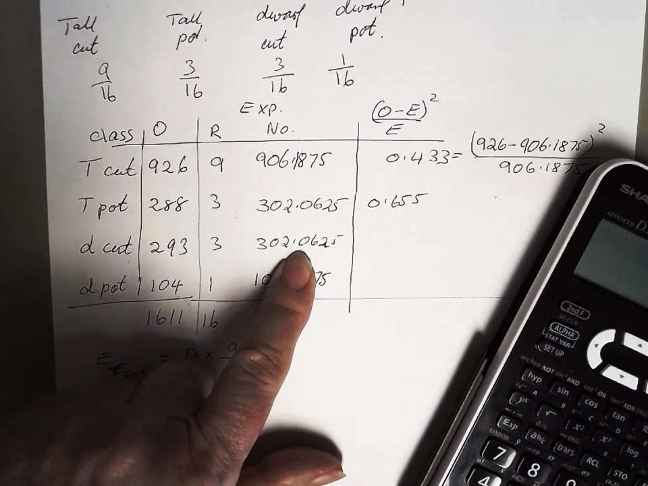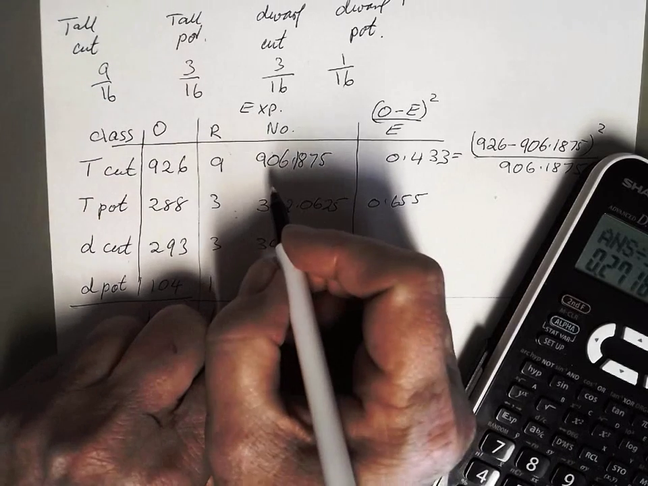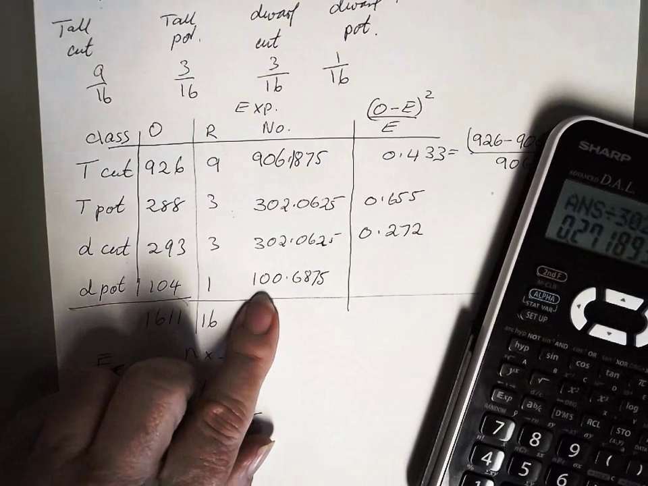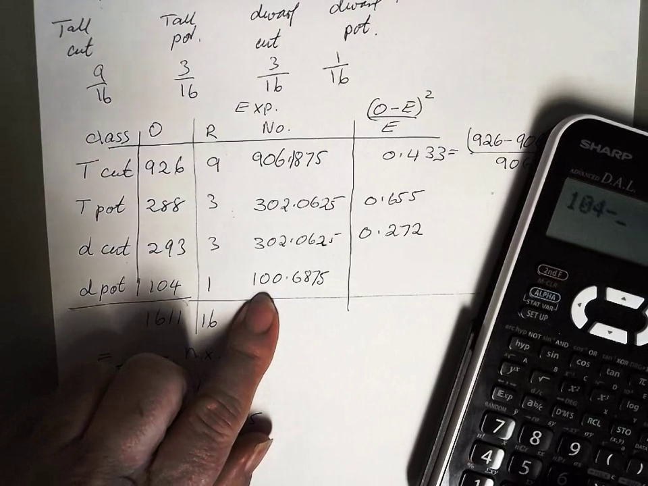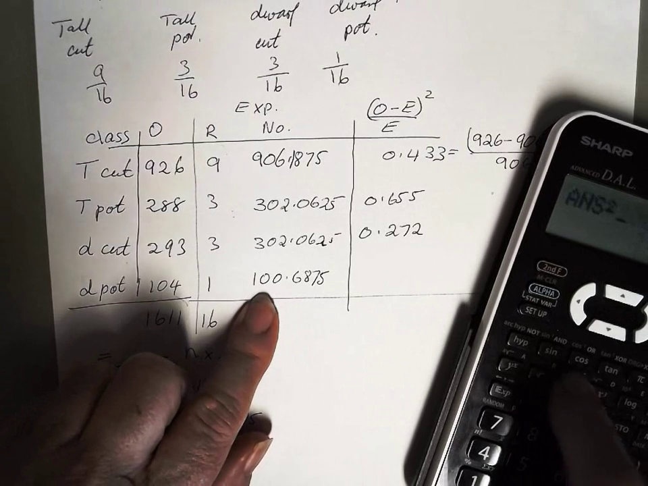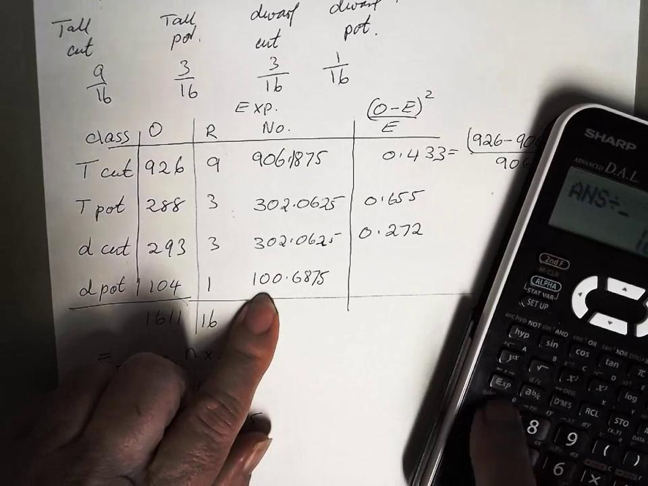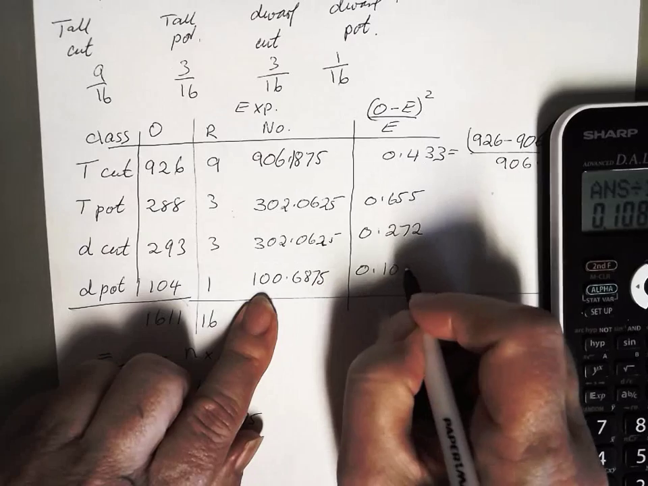So now we've got 293 minus 302.0625 equals, we're going to square the difference, we're going to divide it by the expected of 302.0625, and that gives me 0.272. And then I've got 104 minus 100.6875 equals, square the difference, divide it by the expected, which is 100.6875, and rounding that off to 3 decimal places, I get 0.109.